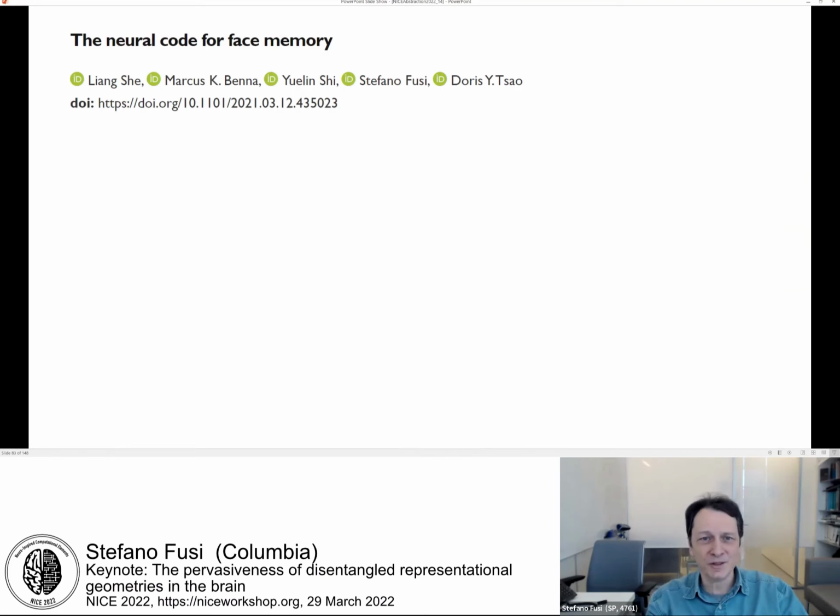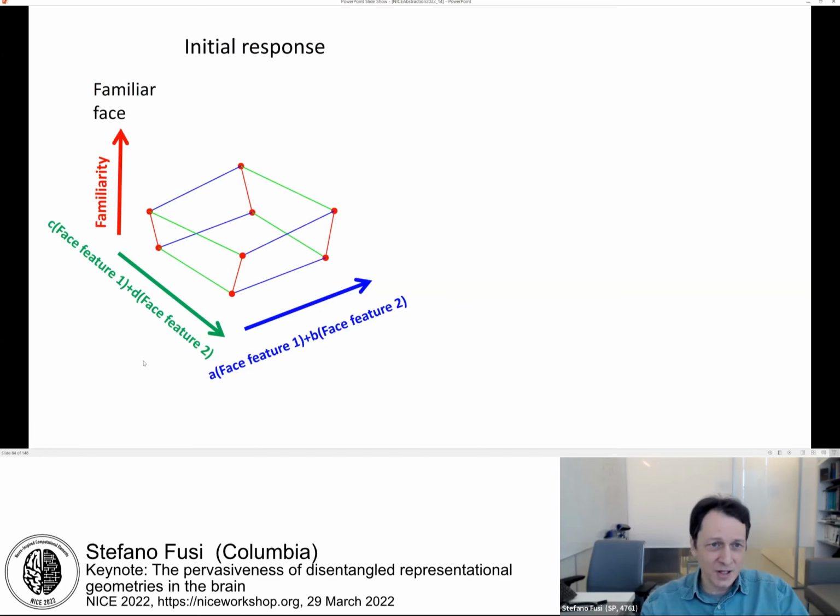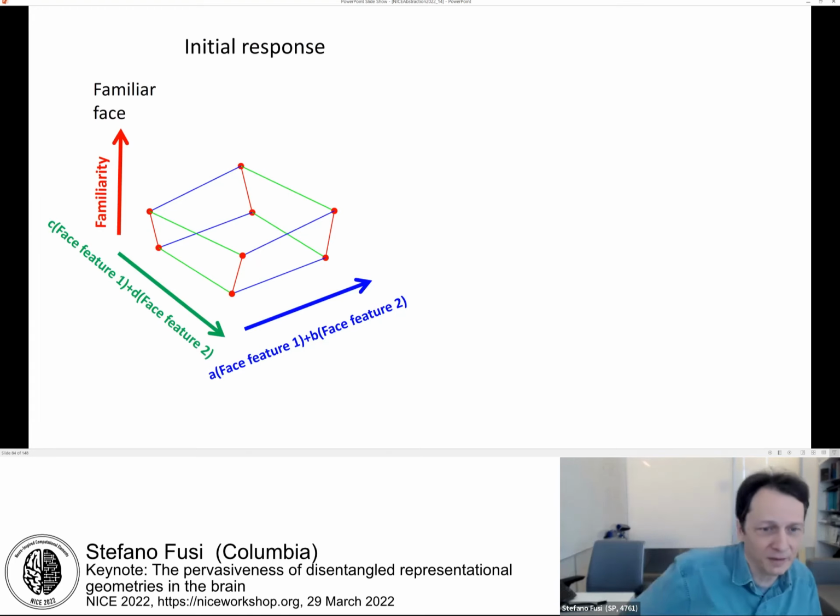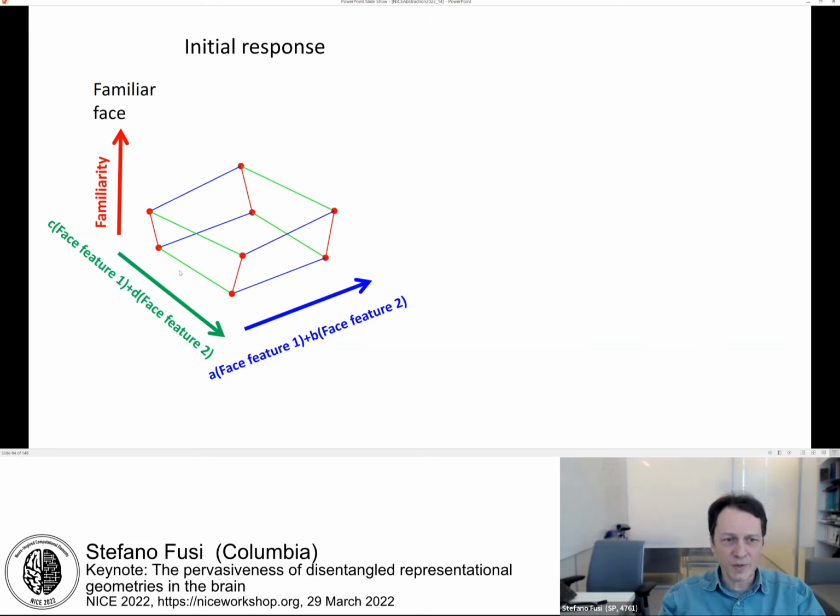This is something we did with the Doris Tsao group. You can see, this is in IT, in one of the face patches, and they're presenting faces to the monkey. You can see again that you have these very nice disentangled representations. Here we have linear combinations of features that characterize the face, like the distance between the eyes, the length of the nose, and so on. Okay, now here at the bottom, you have the novel faces, and here you have the familiar faces. And this is for the initial response. You just see this kind of shift.